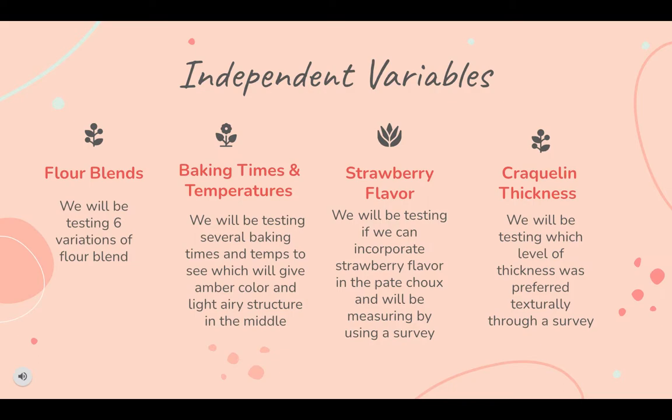2. Bake times and temperatures. We will be testing several baking times and temperatures to see which bake will give us an amber color and a light airy structure in the middle. The temperatures we will be testing are a 375 deck for 25 minutes and venting for 15, a 375 convection, baking for 20 minutes, a 350 convection, baking for 20 minutes, a 350 deck, baking for 25 minutes and venting for 15, and then a 325 convection, baking for 40 minutes.